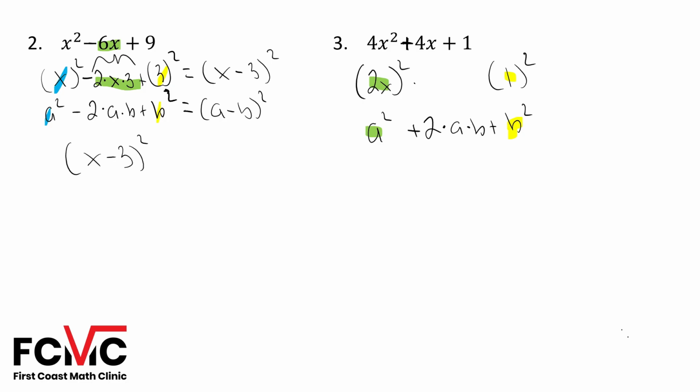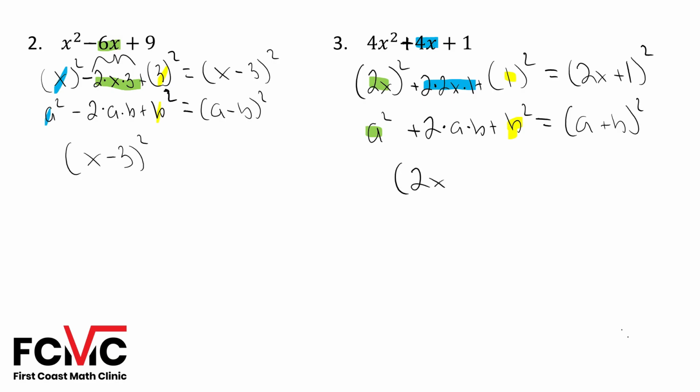Let's check that middle term. So plus 2 times a, which is 2x, times b, which is 1. So 2 times 2x times 1 gives us 4x. So that checks as well. So this is a perfect square trinomial. We know that a squared plus 2ab plus b squared, well, that's equal to a plus b squared. So this is going to be equal to a, which is 2x, plus b, which is 1 squared. So our answer here is 2x plus 1 squared.